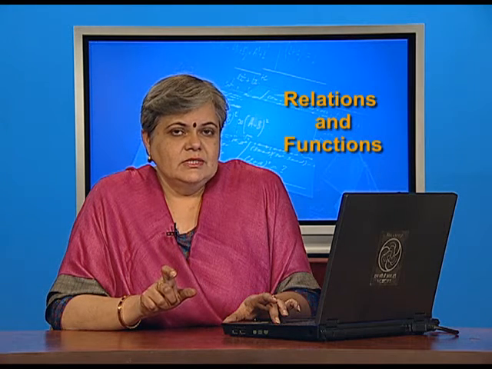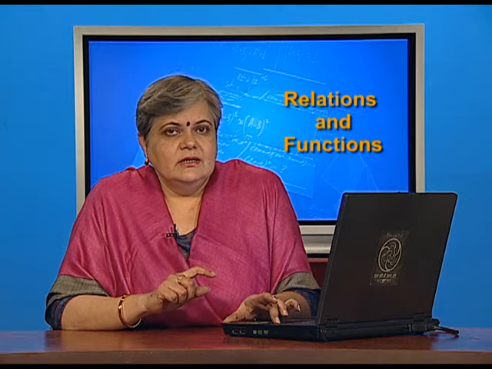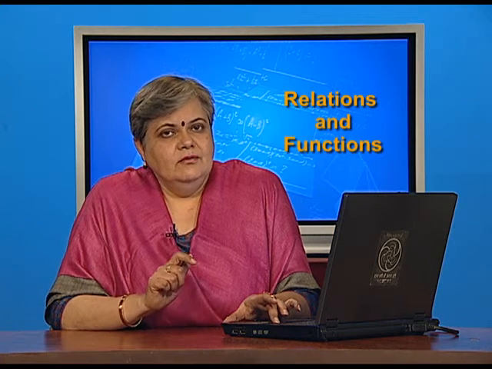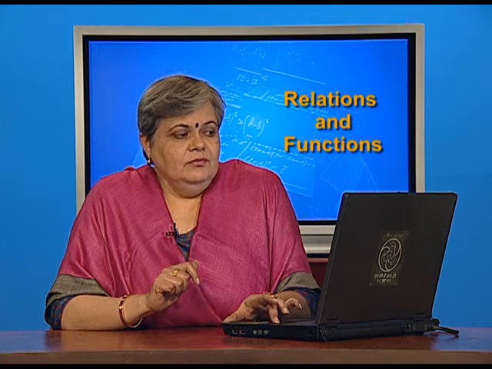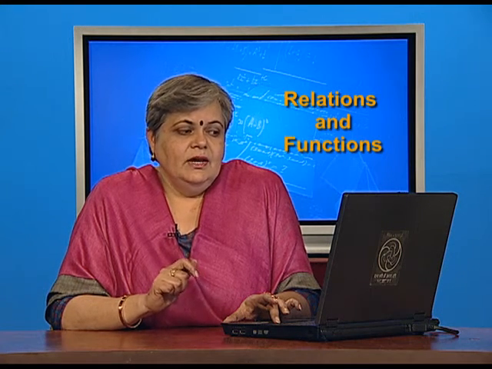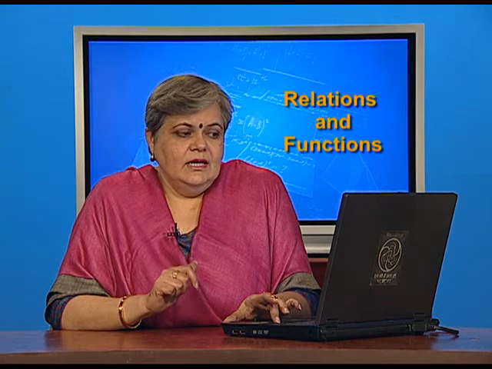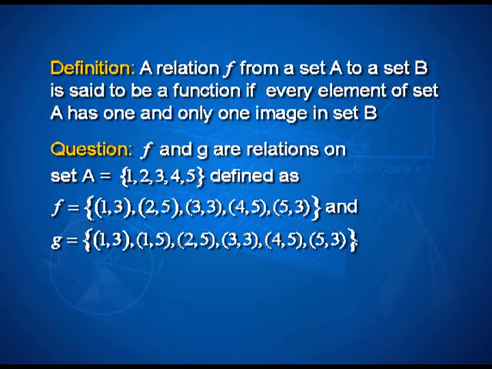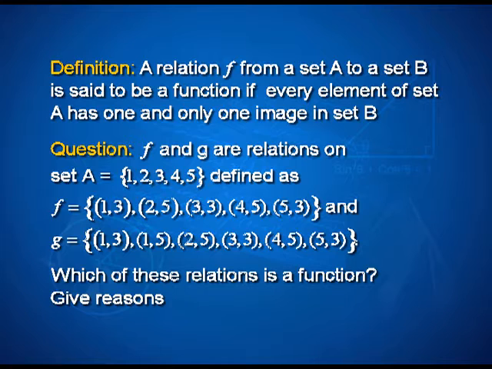With these two conditions satisfied, the relation qualifies to be termed as a function. So, if I have a relation F and a relation G defined on set A that has 5 elements 1, 2, 3, 4 and 5, and the two relations are defined as lists of ordered pairs, F and G both being given. Now, which of these relations is a function? You also have to give reasons.